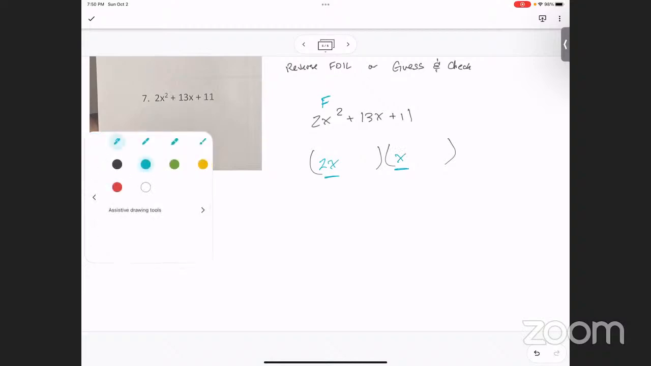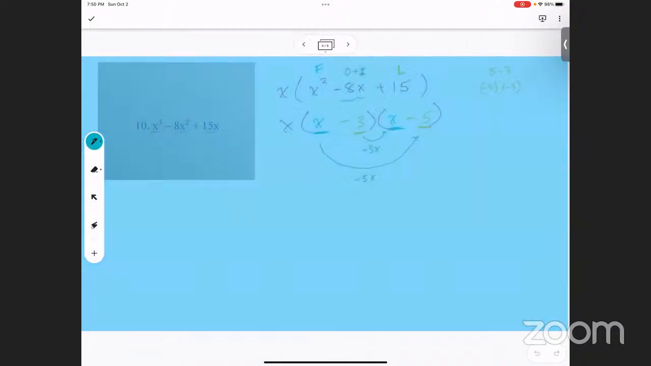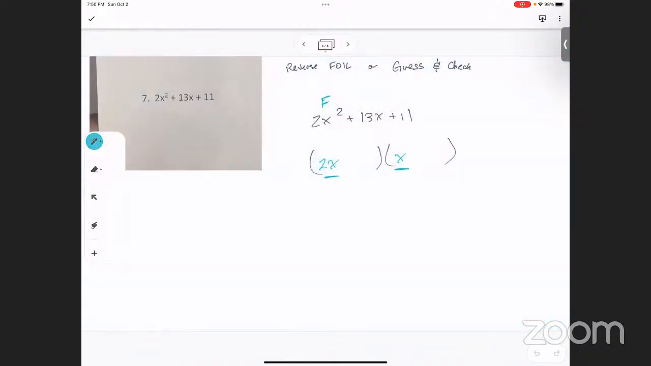And then this is your last over here. What color did I use for this? I don't remember. Yellow. Okay. I want to be consistent. This is your last over here. So what multiplies to 11? Either 1 and 11 or -1 and -11, right? You can also mix them up, can't you? You can put them in different orders, right? 11 and 1 or -11 and 1.